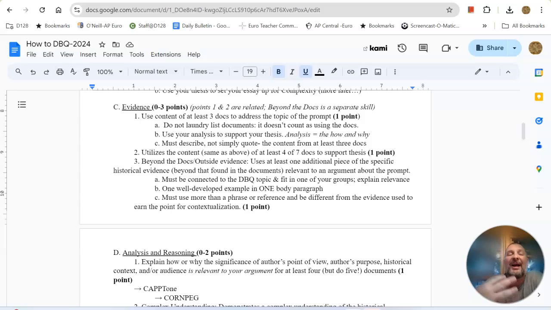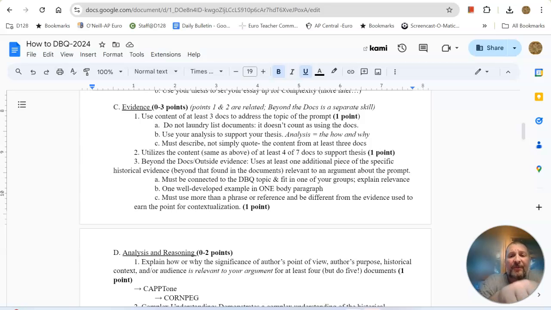Analysis is the how and the why. How does this document support your thesis? How does this make your point? And then describe, not simply quote, the content from at least 3 docs. We'll talk about this more later. Don't quote the docs, especially at anything more than a few words. So that's for 1 point, all right?